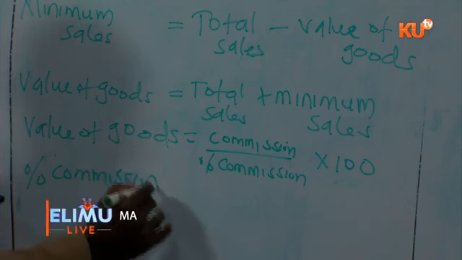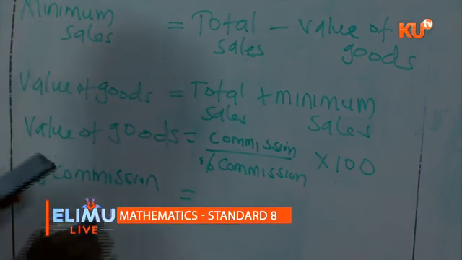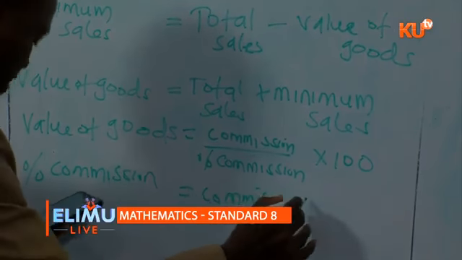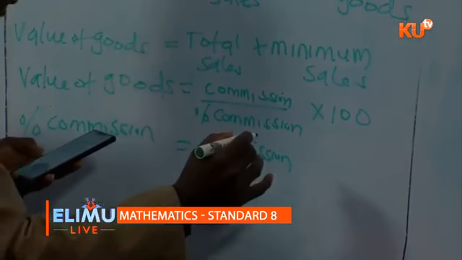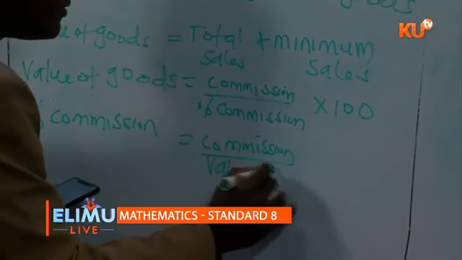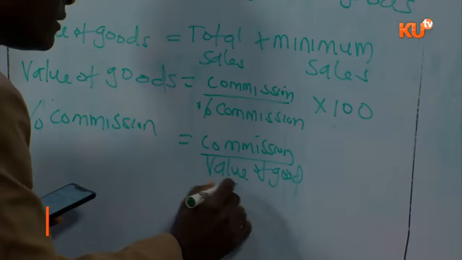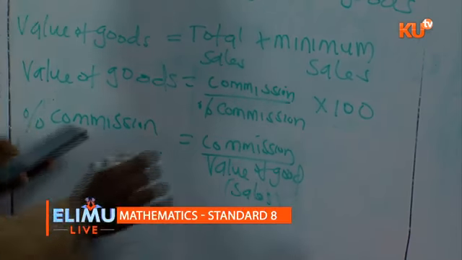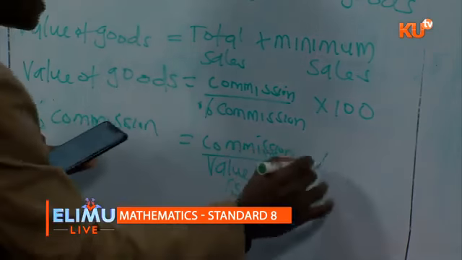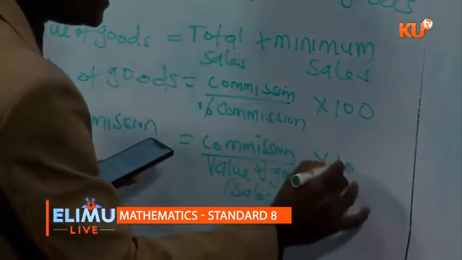Percentage commission is equivalent to commission divided by value of goods, or sales, times 100.